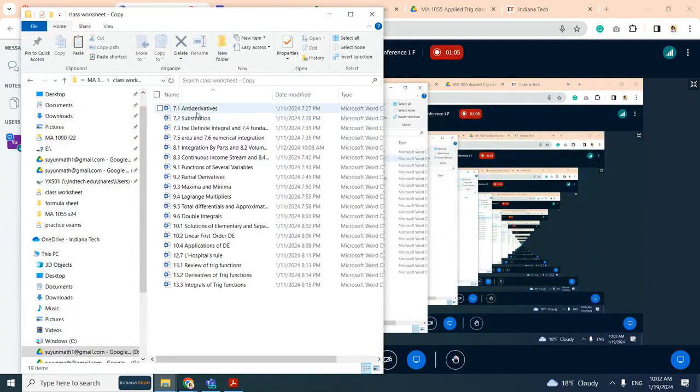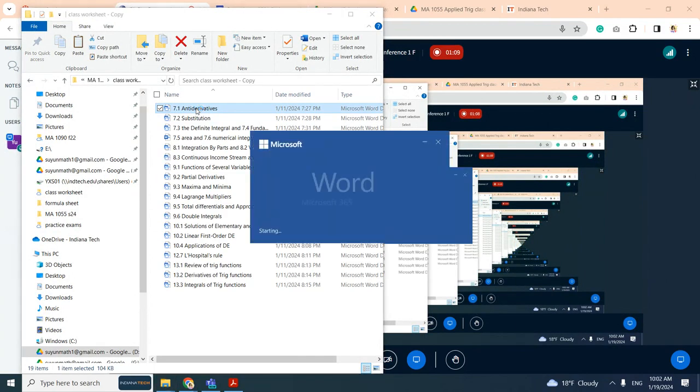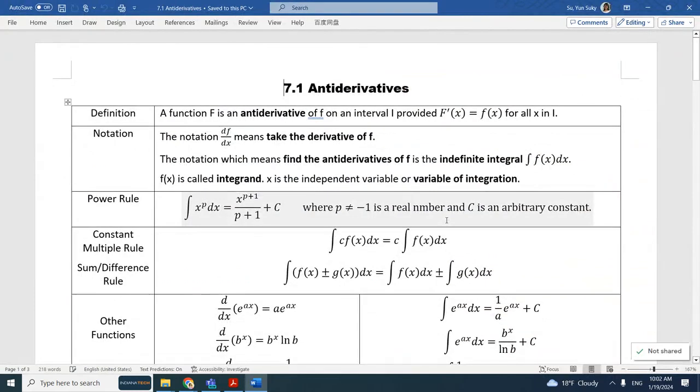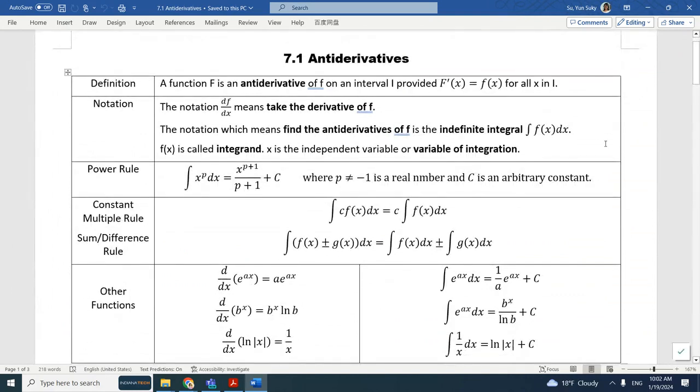7.1. Today we're going to talk about 7.1, antiderivatives. If you took Applied Calc 1, we already talked about antiderivatives and U substitution. So you can imagine this class is kind of a review of what you learned in the last week of Applied Calc 1. Last time I gave you the formula sheet.